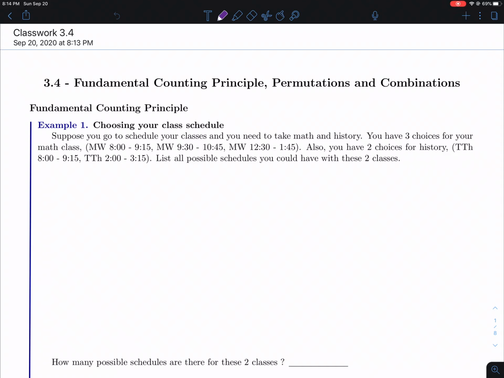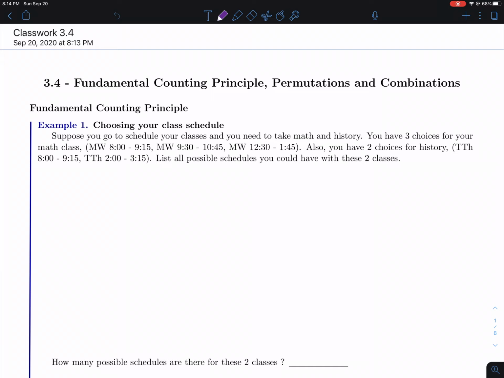All right. Well, hopefully everybody did a good job with the problems on independent and dependent events. In this section, we're not actually going to be doing probabilities, but it's going to build us into the next section, which is going to be using these topics: fundamental counting principle, permutations and combinations, to actually find probabilities with them.